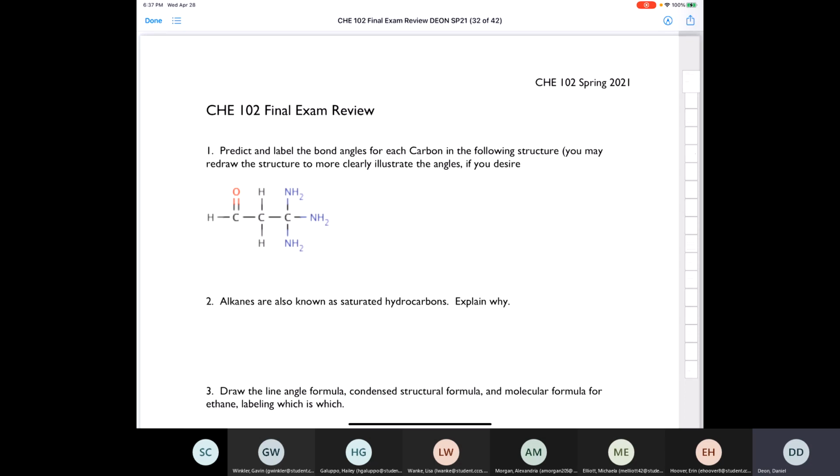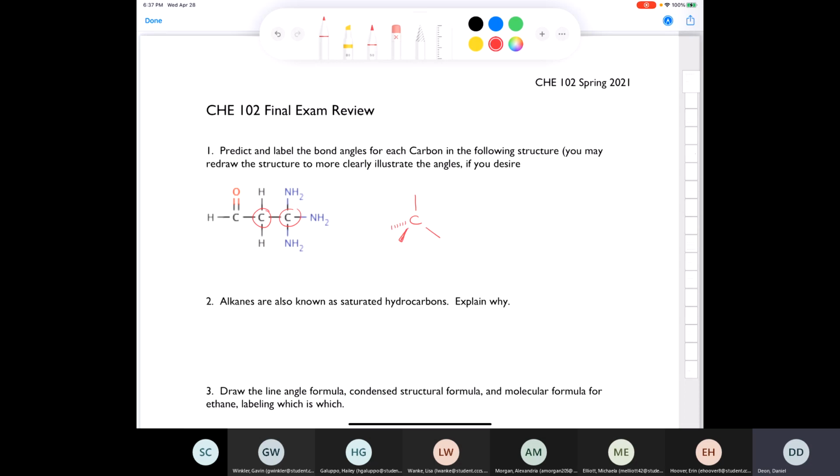All right, question number 1 says predict and label the bond angles for each carbon in the following structure. You can redraw the structure if you have to. We know that when carbon has 4 single bonds, the hybridization of that carbon is sp3. That's something you would have learned in Chemistry 101. When a central carbon has 4 bonds, those bonds are going to seek to get as far away from each other as possible.